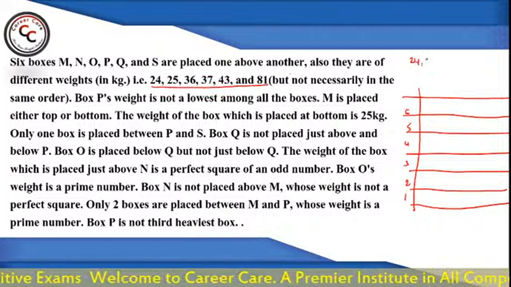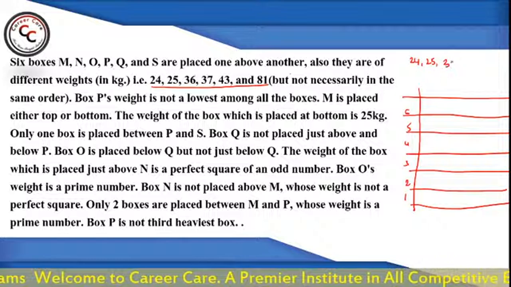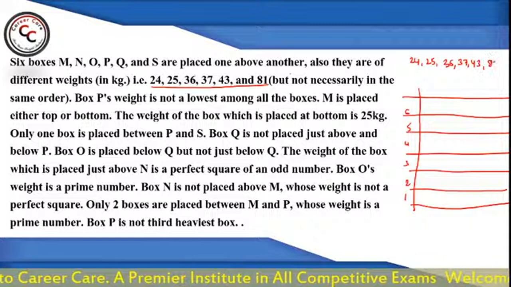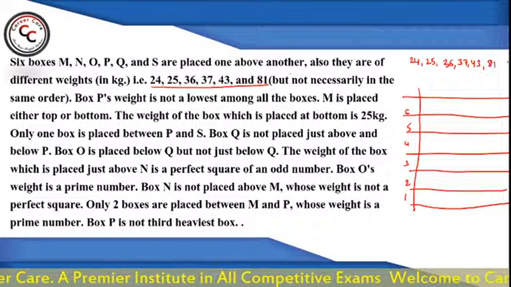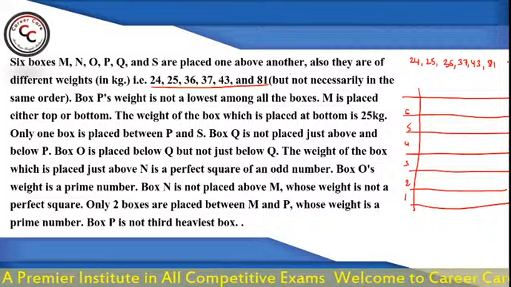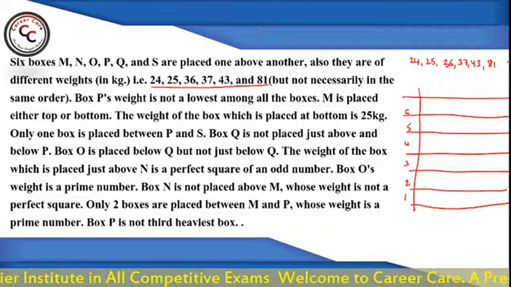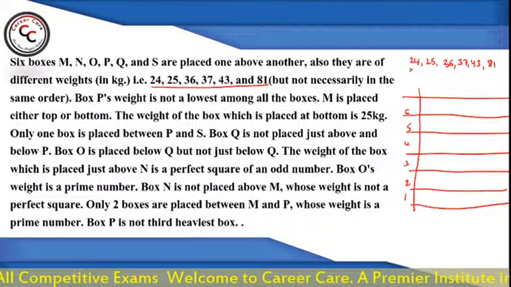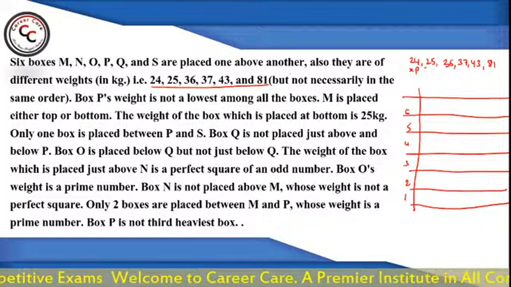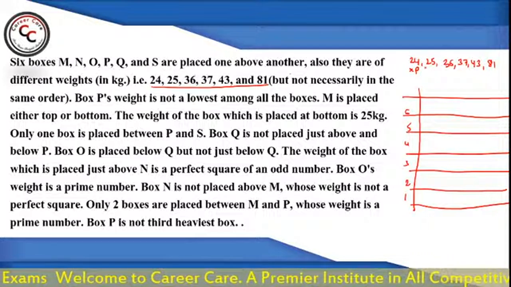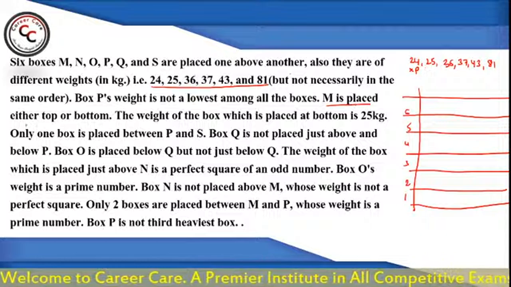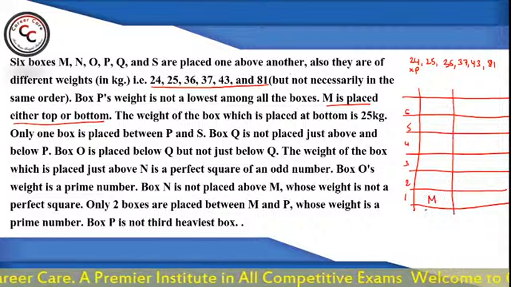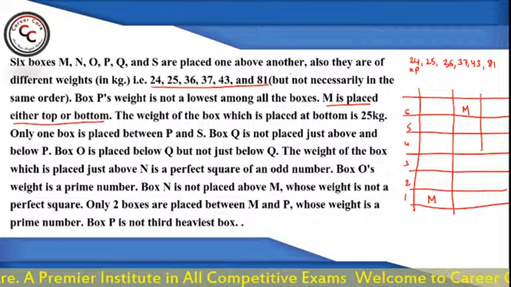Right? Understand the strategy. Strategy is very important while discussing questions on puzzles. Why? Because in puzzles, everything is there itself. It depends upon the point at which we are starting, and it depends upon the procedure which is being followed. Understand the statements. Box P's weight is not lowest. That means box P's weight is not 24. 24 is lowest, 81 is highest. M is placed either top or bottom. Okay, so you'll be getting 2 possibilities. So M bottom or M top. Simple.